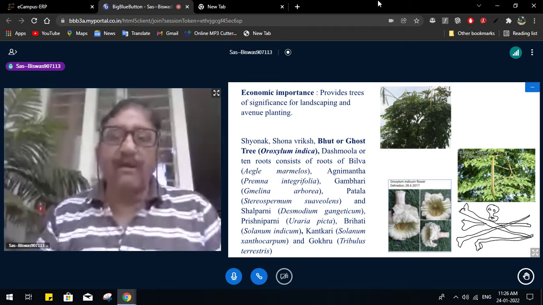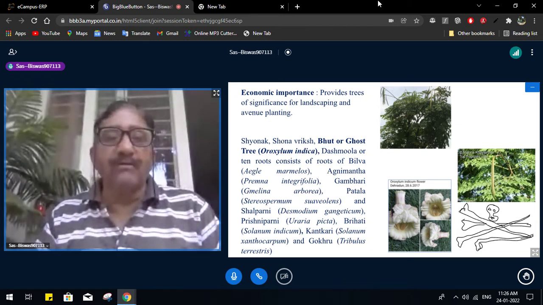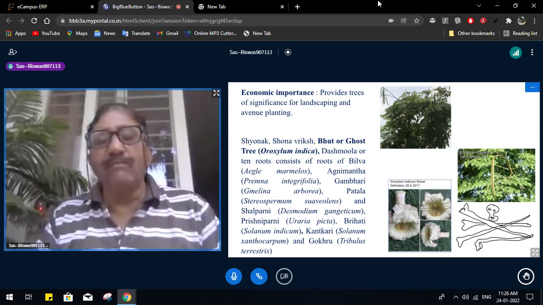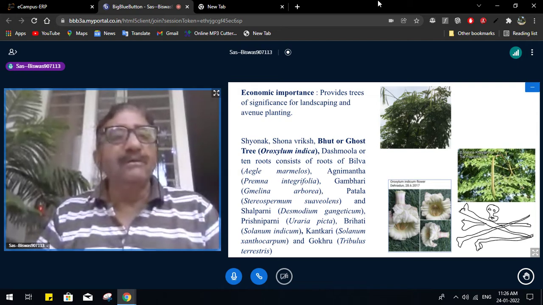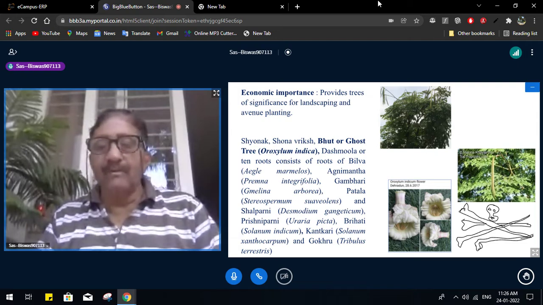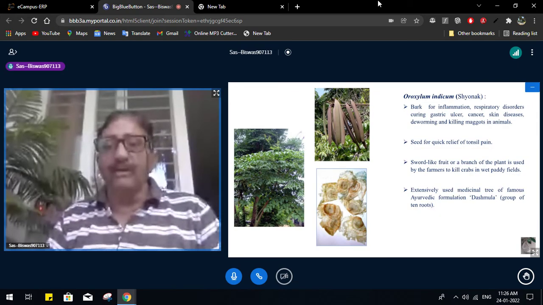And as I told you in the beginning that there are only 3 species which are typical of Indian region, whereas the rest of them are cultivated for their ornamental value. And largely they come from South America.